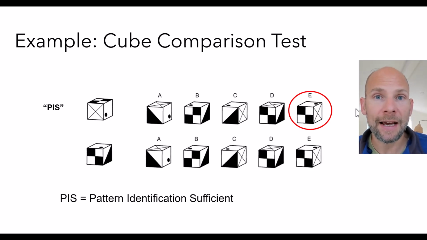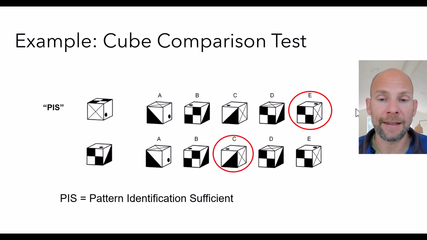Now, there's another type of item in this test as well that you can see here. When you take a closer look at the options here in the second item, you will probably find that the cube number C here is correct. And so notice that cube C does not have the same 3 patterns as the target cube.